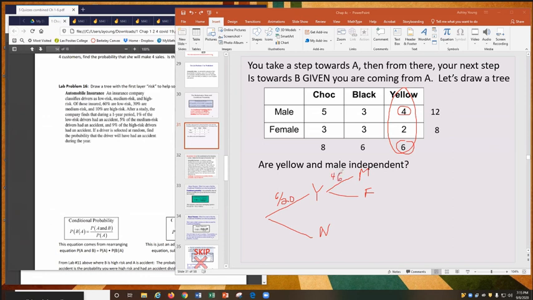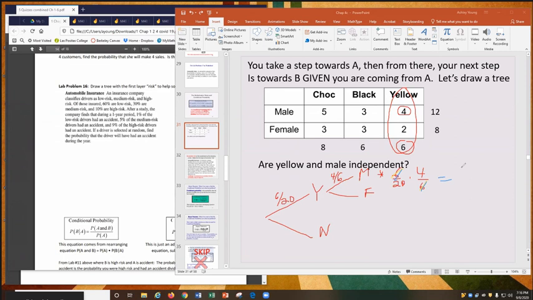So how do we end up right here? 6 out of 20 times 4 out of 6. And lo and behold, this will happen every time. These 6's will cancel out, and you'll be left with 4 out of 20.